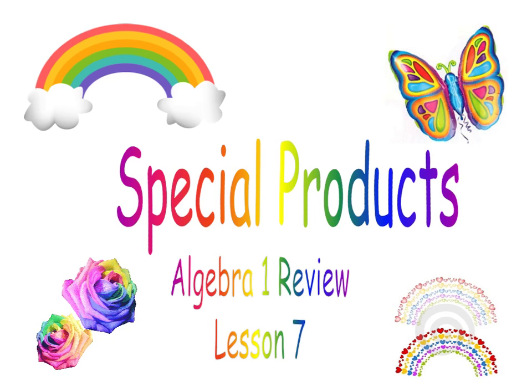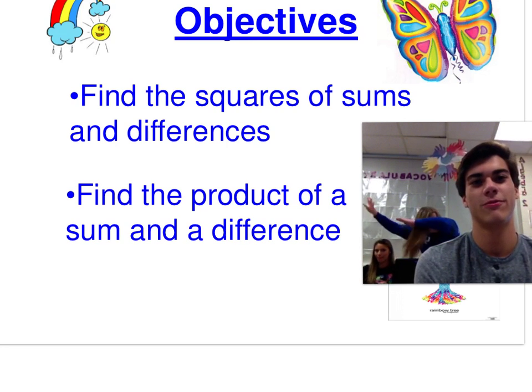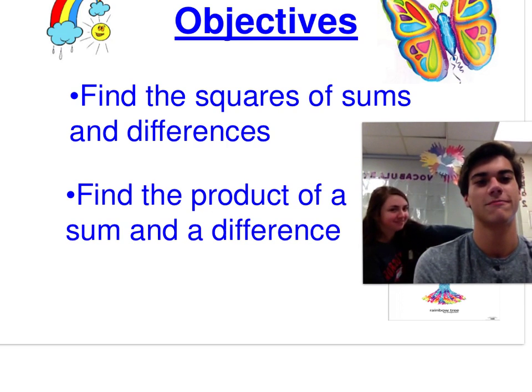So we're halfway through. This is lesson 7, and it's all multiplication again, but I'm going to show you some special shortcuts for some special products. Find the squares of sums and differences. Find the product of a sum and a difference.